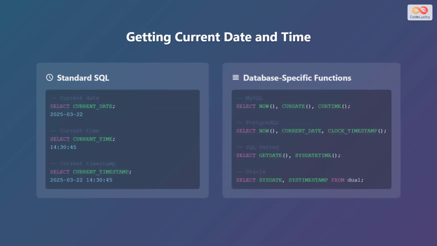Next, let's explore how to retrieve the current date and time in SQL. In standard SQL, you can use the current_date function to get the current date, current_time to get the current time, and current_timestamp to get the current date and time. Different databases may also provide their own specific functions for retrieving the current date and time. For instance, in MySQL, you can use now, curdate, and curtime. In PostgreSQL, you can use now, current_date, and clock_timestamp. SQL Server provides getdate and sysdatetime, while Oracle uses sysdate and systimestamp from the dual table.